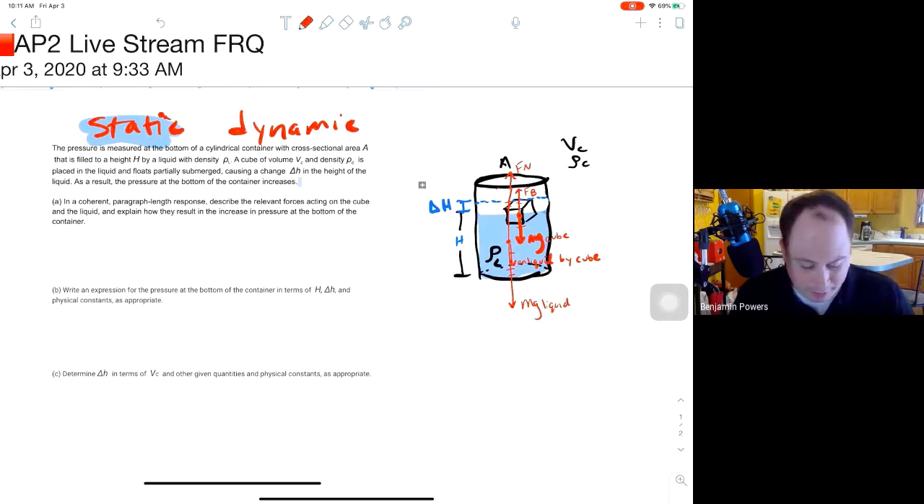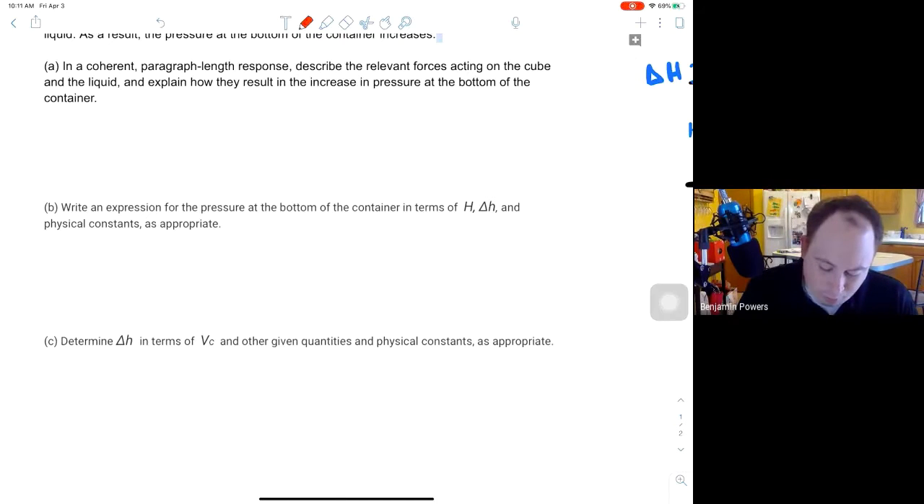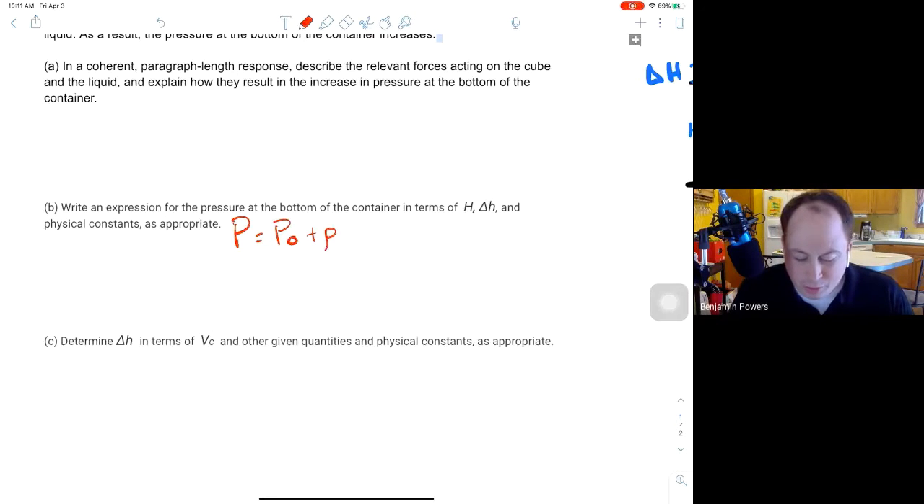All right, part B: write an expression for the pressure at the bottom of the container in terms of H, delta H, and physical constants. Well, when you write out Pascal's principle, the pressure at any location should equal the initial pressure plus rho g h. That's the basic formula, and that's what's on the toolkit. But I want us to recall where that's even coming from, because that looks like a bunch of mixed up variables. How is rho g h actually a measure of pressure? That doesn't make sense at first.